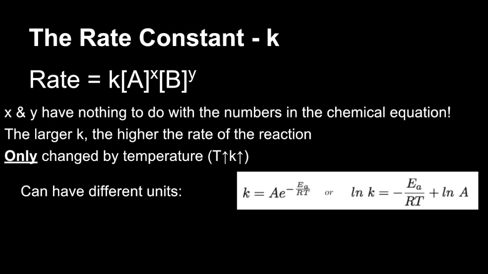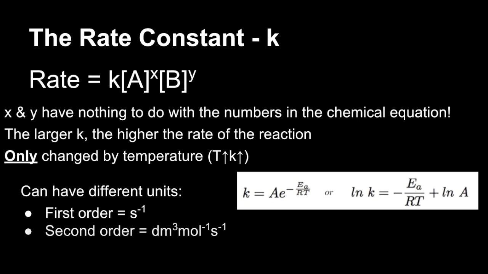K can also have different units. So first order K has the unit seconds to the -1. Second order, dm cubed mol to the -1 seconds to the -1. And third order, dm6 mol to the -2 s to the -1.